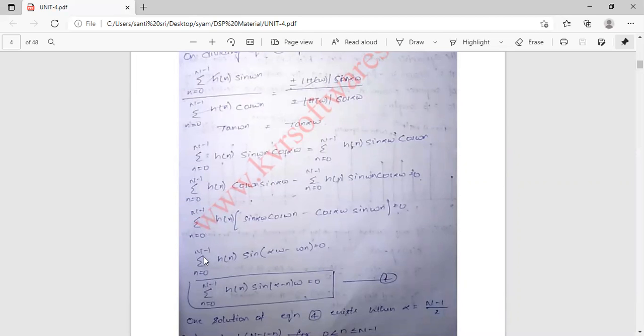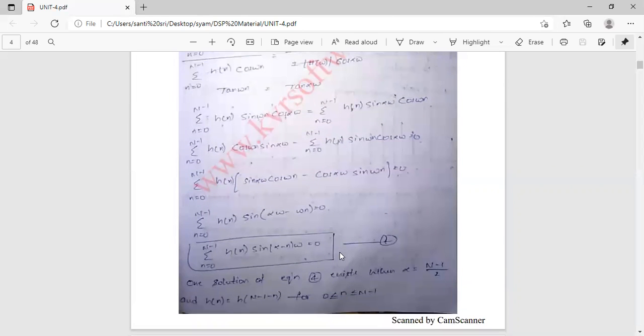So the summation over n from 0 to N minus 1 of h(n) sin(a minus b), that is sin(alpha omega minus omega n), is equal to 0, or the summation of h(n) sin((alpha minus n) omega) is equal to 0. This is equation number 4. One solution of equation number 4 is alpha equal to (N minus 1) by 2 and h(n) equal to h(N minus 1 minus n).